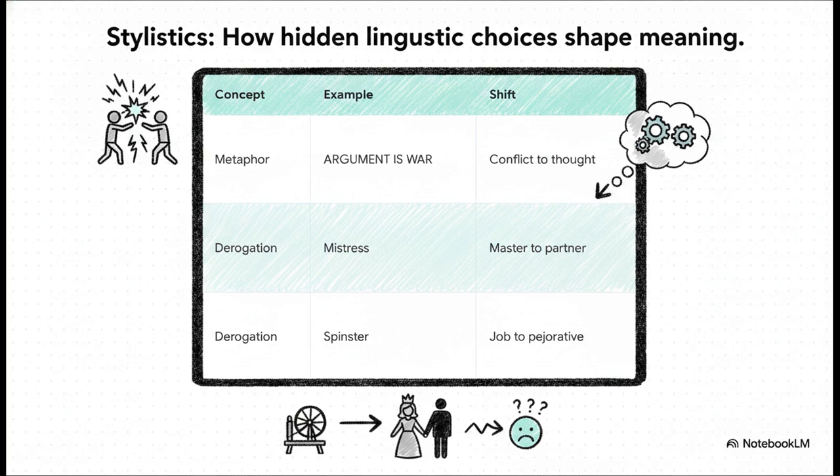And then looking at the social side, feminist stylistics tracks this fascinating and revealing phenomenon called semantic derogation. This is the observation that words for women systematically acquire negative connotations over time. For example, the word mistress once just meant a female master, completely equal to the male version, but it shifted over time to mean an extramarital partner. Or take spinster. That used to be a totally neutral occupation, someone who spins yarn, but it gradually morphed into a pejorative term. The language itself literally acts as a fossil record, documenting a historical shift in social attitudes.